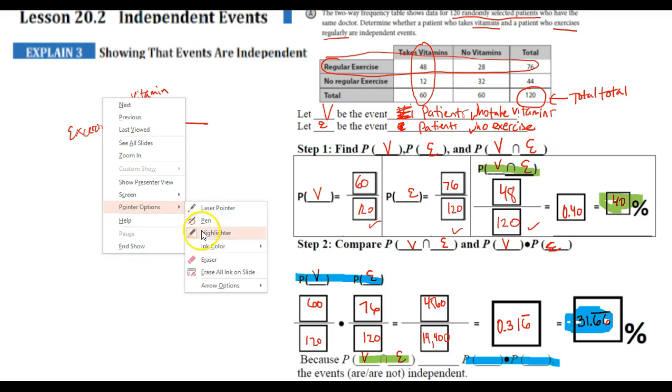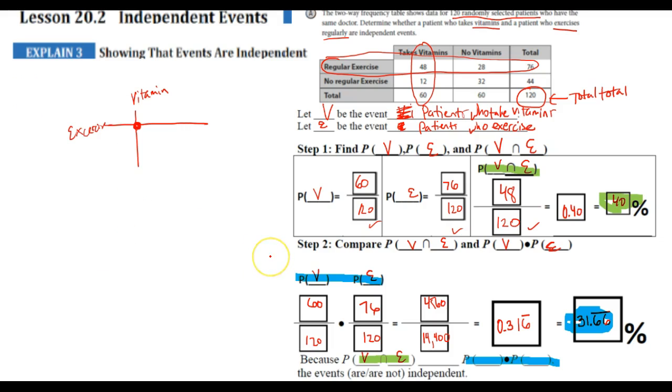Take some time to think about it. Look at the numbers. And as you can see, they're obviously not equal. So therefore, unfortunately, these are not independent. All right, let's go on to the next one.